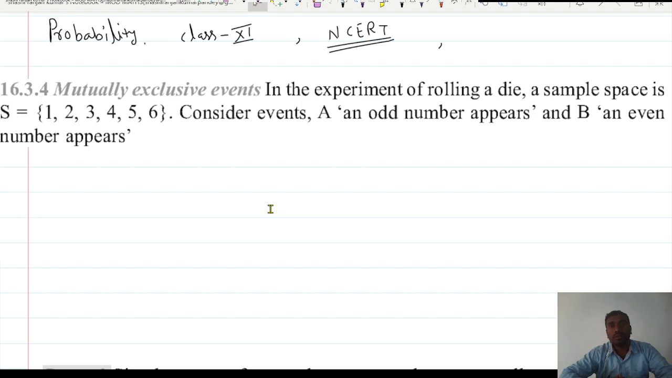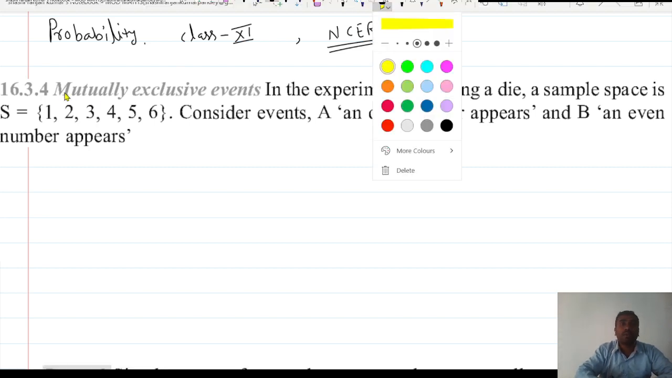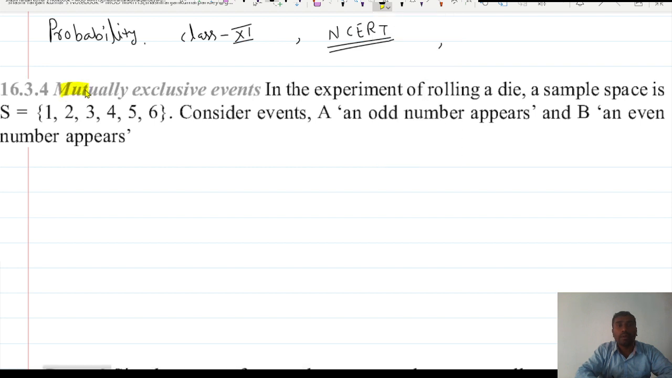In this video we will discuss mutually exclusive and exhaustive events. What is a mutually exclusive event? In the last video we discussed the different types of events. So let us discuss mutually exclusive events here. As the word says, it is mutually exclusive. What is the meaning of exclusive? It means there is no common point.